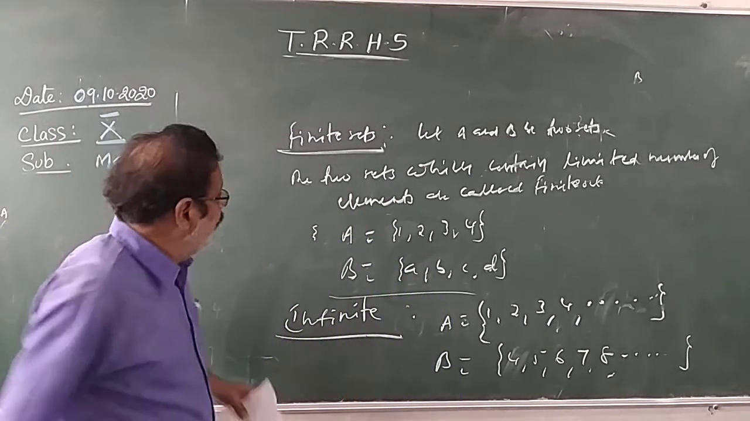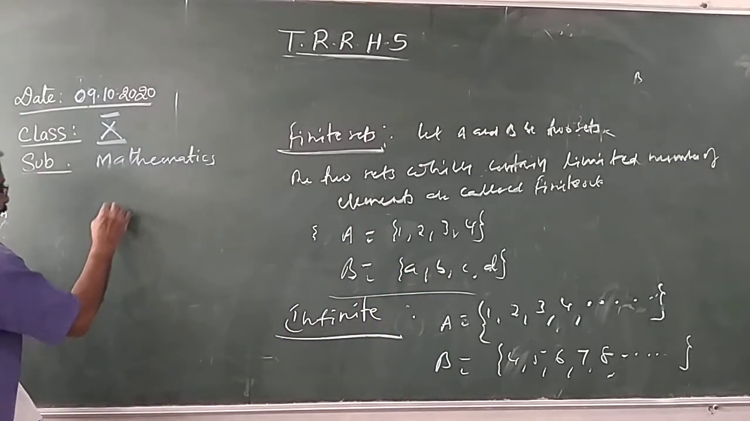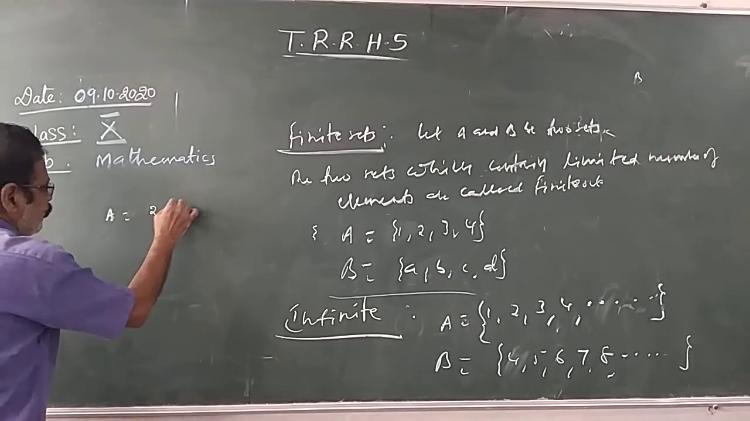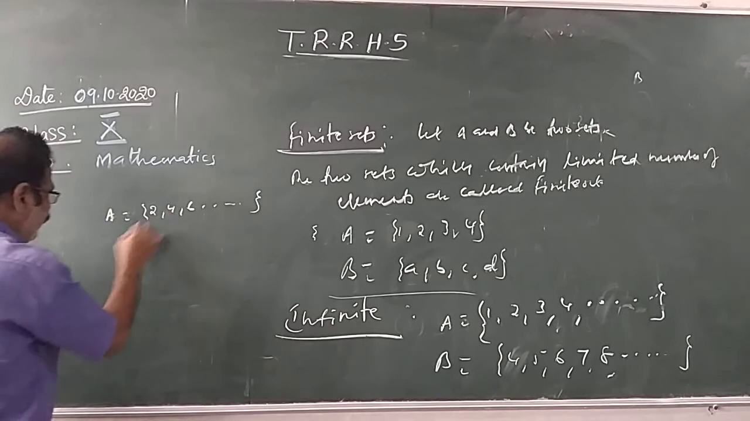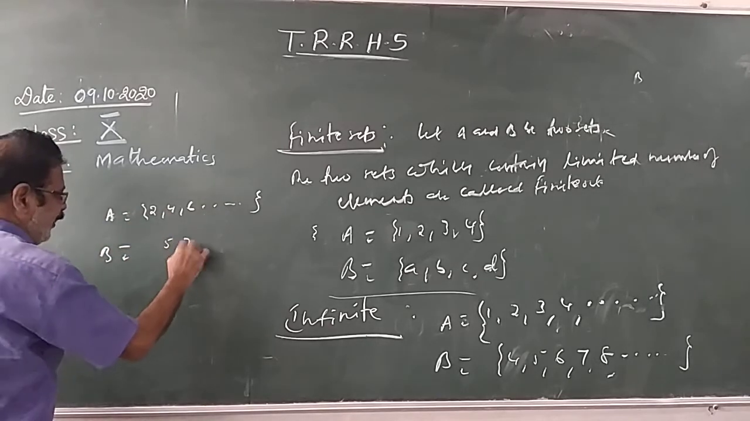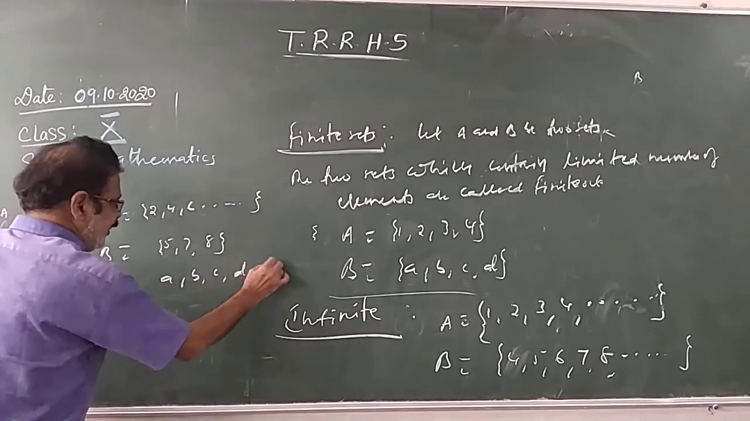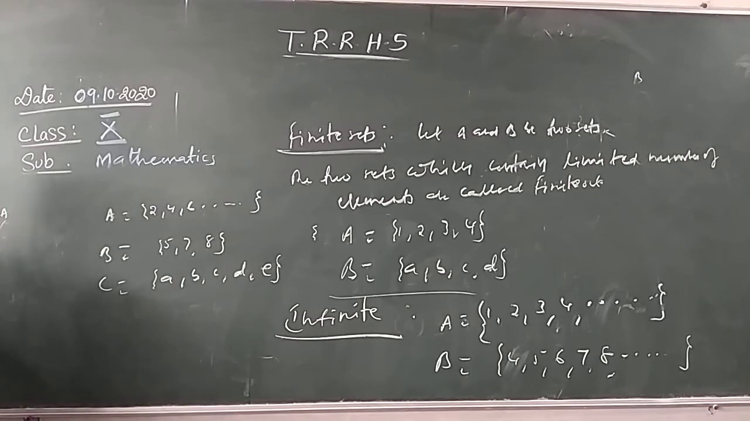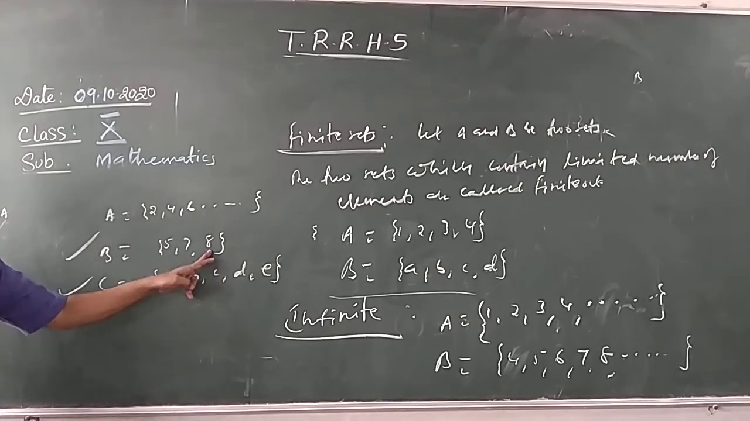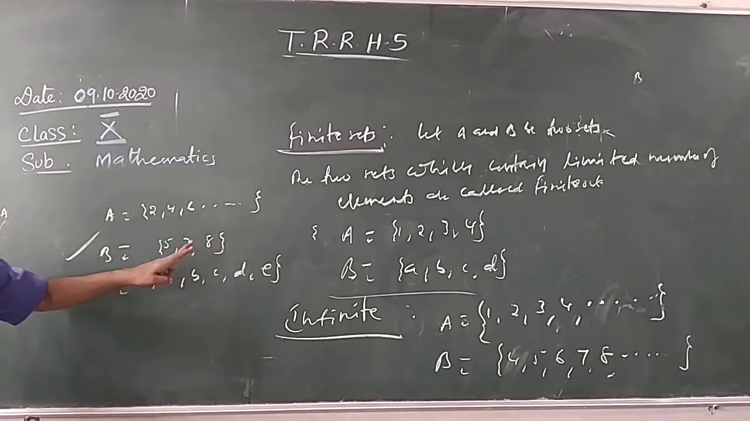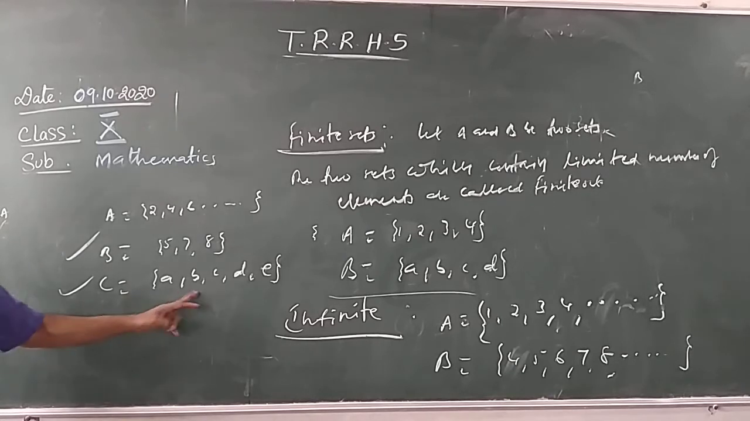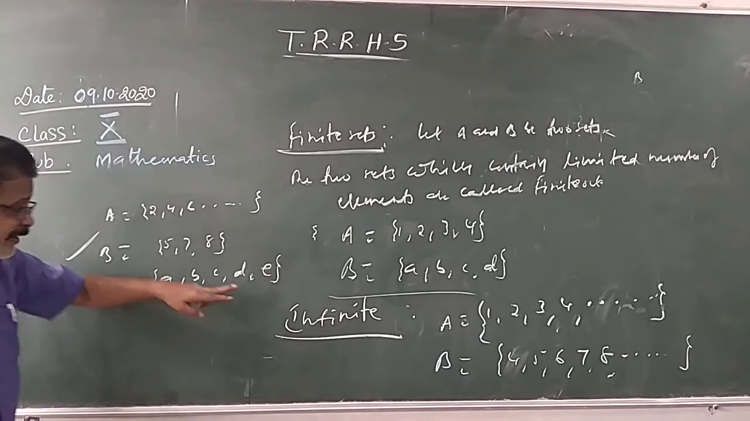Next, you tell me which of the following are finite. A is equal to {2, 4, 6, ...}, B is equal to {5, 7, 8}, C is equal to {a, b, c, d, e}. So which are finite? B is a finite set, C is a finite set. Why is B finite? It ends with 8. It has a limited number of elements. Why is C finite? In set C there are a, b, c, d, e elements. It ends with e. That is why it is a finite set.